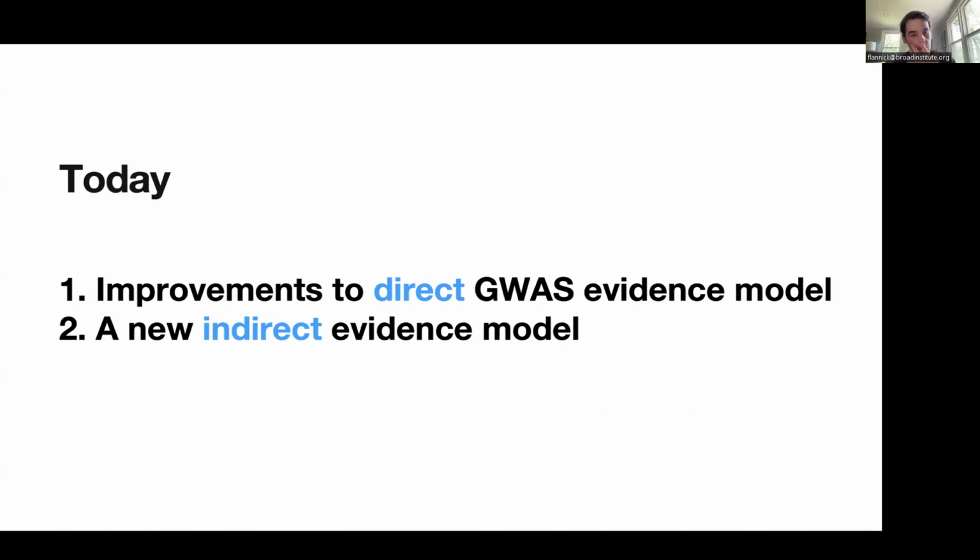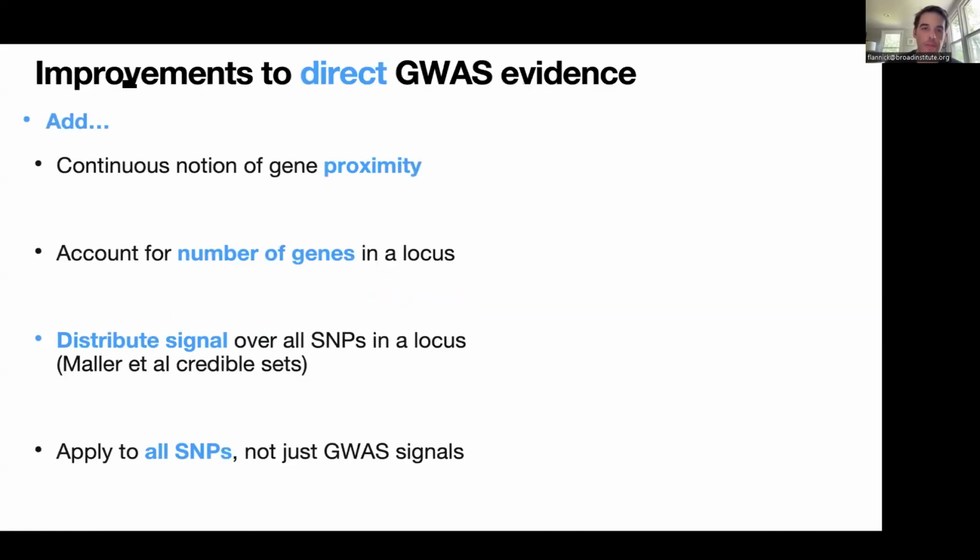I'm then going to spend most of the time today talking about a new indirect evidence model, and I'll describe what that means. And it's something we're very excited about. And I think we'll have a lot more interesting statistics and hopefully be interesting from a scientific perspective in addition to a resource on the portal. So first, though, I just want to talk a little bit about 4 improvements that we have made and are piloting to this huge calculator, which currently measures direct GWAS evidence.